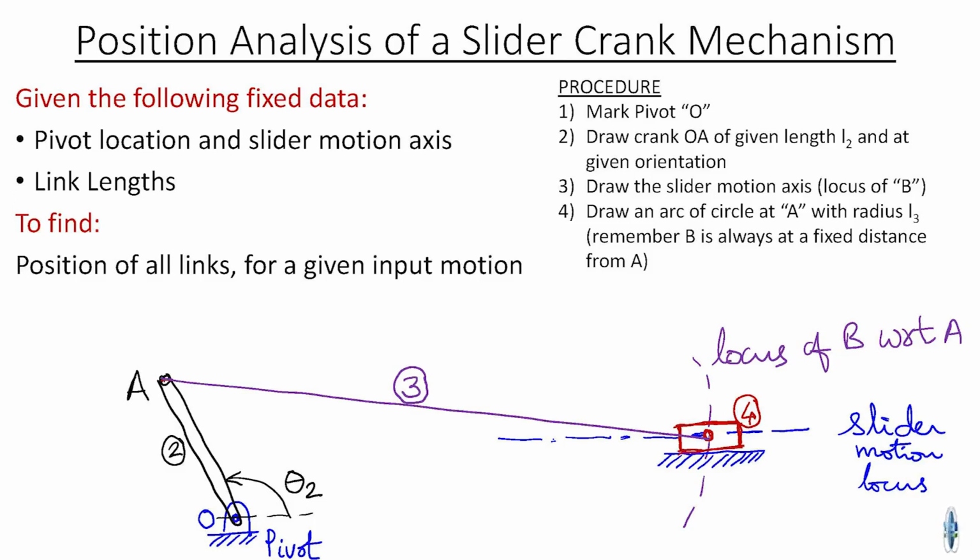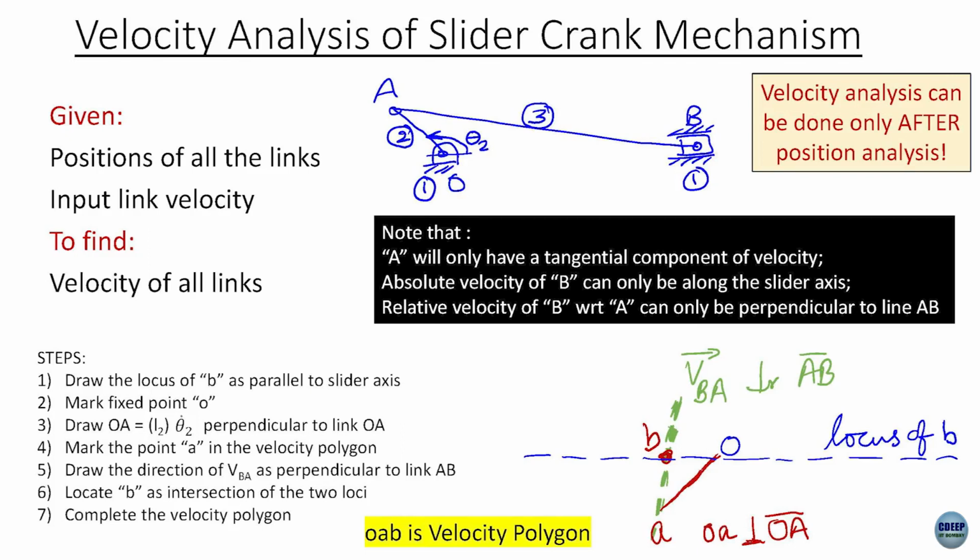The locus of B with respect to A has to be along an arc of a circle perpendicular to AB. In that direction, it will be there. And B with respect to ground, absolute velocity of B has to be along the slider. So where will B be? When you have got two loci like this, that's what I have described in this slide.